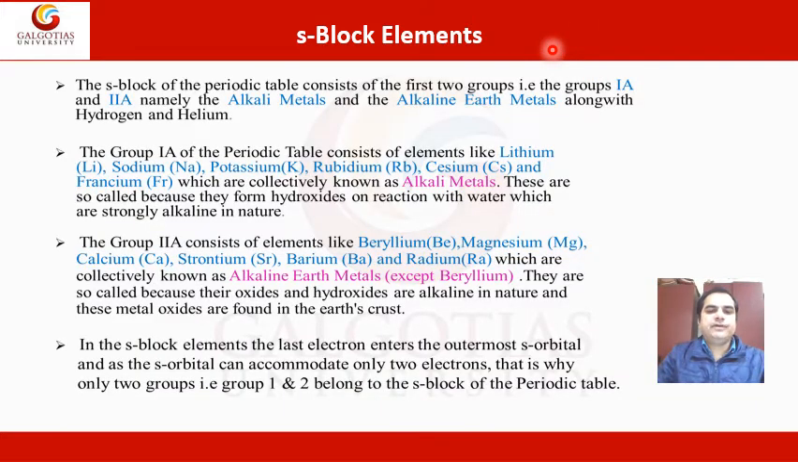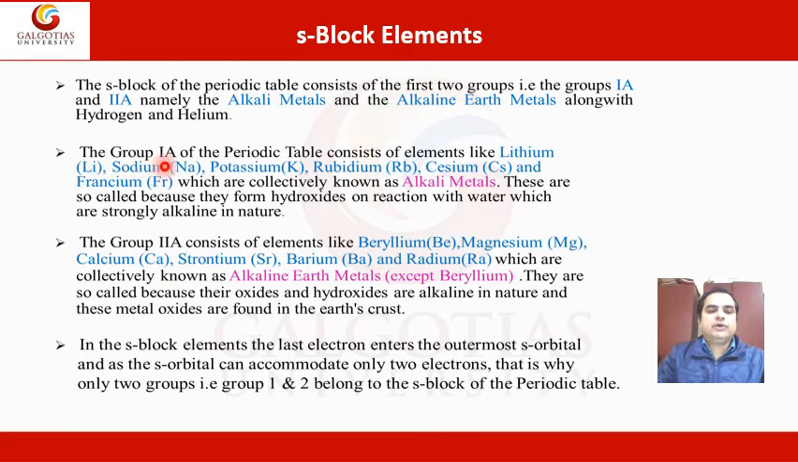In this slide, we will discuss S block elements: where they are positioned in the modern periodic table, what elements are present in them, which exist in the first group and second group, and what other properties S block elements have. As discussed in the earlier slide, the first two groups in the periodic table are also referred to as alkali metals for the first group, and alkaline earth metals for the second group, along with hydrogen and helium, which are also present in these groups.